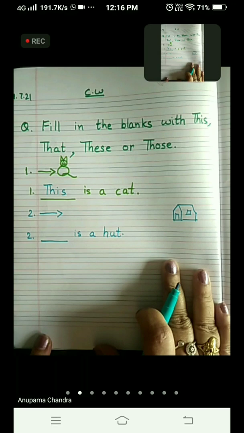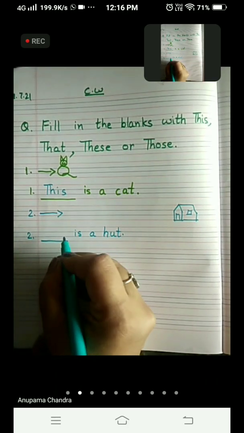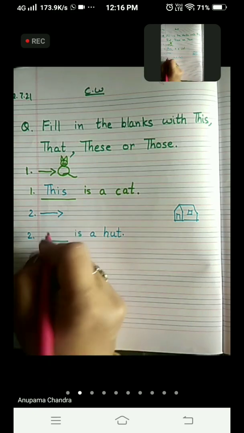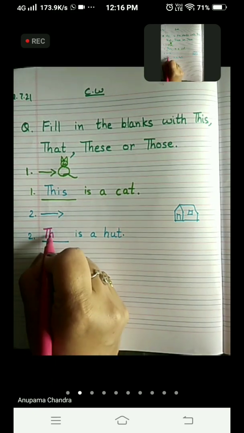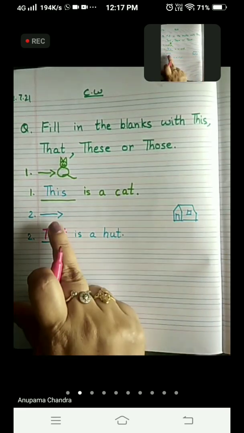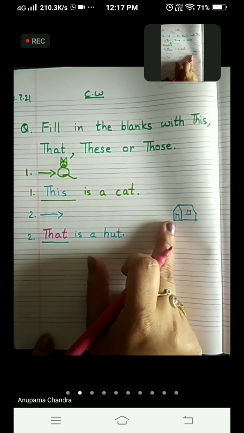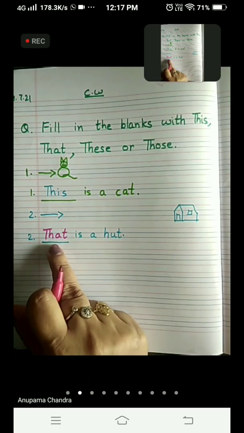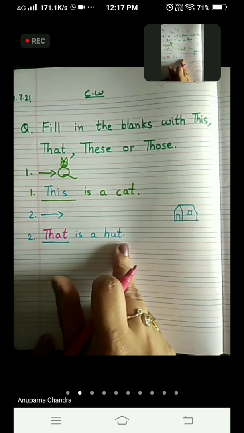Now come to the second one. You can see the hut is far away from the arrow. And the question is, dash is a hut. And what are we going to write here? So children, we are going to write here that. T-H-A-T, that. Why? Because it is 1 in number and it is far away from the arrow. That means it is far away from us. So we will write that is a hut.